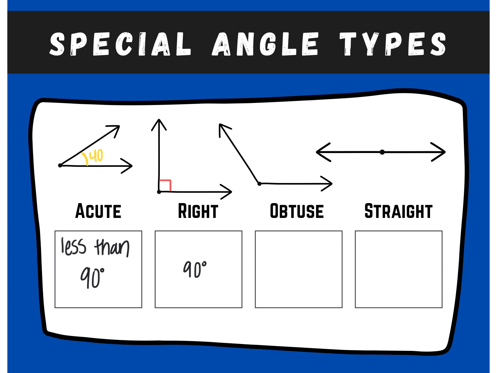An obtuse angle is on the opposite side of things. So an obtuse angle, when we measure this angle, is greater than 90 degrees.